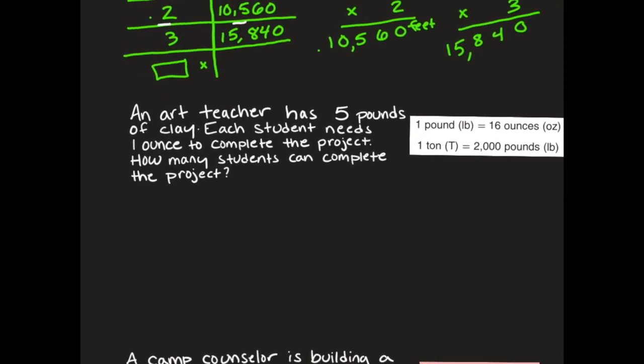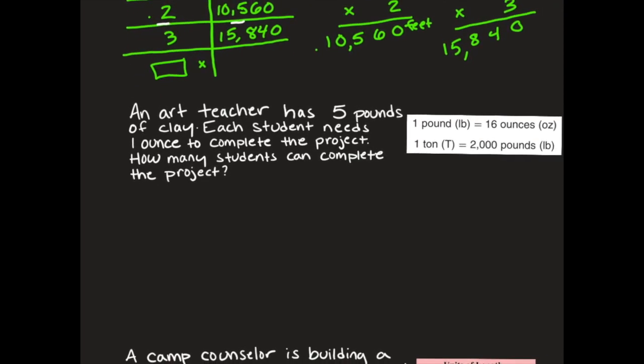All right, we're going to move up and go to this second problem right here. An art teacher has 5 pounds of clay. Each student needs 1 ounce to complete the project. How many students can complete the project? Well, what information do we first need in order to solve this? I need to know 1 pound equals how many ounces? And I have my chart over here so we can see that it equals 16 ounces. And we're going to use that to help us do our project here.